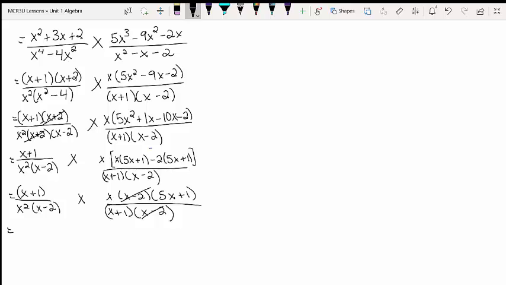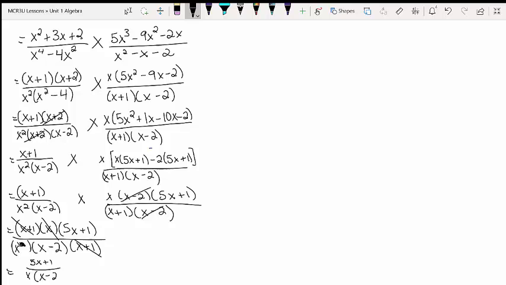And now let's multiply the numerators together. We get x plus 1 times x times 5x plus 1. And now let's multiply denominators together. So we get x squared times x minus 2 times x plus 1. So we have a little bit more canceling out that can happen. So our 2x plus 1s we can cancel out. We can cancel out this x, and this guy becomes just x. So our final simplified answer is 5x plus 1 over x times x minus 2.